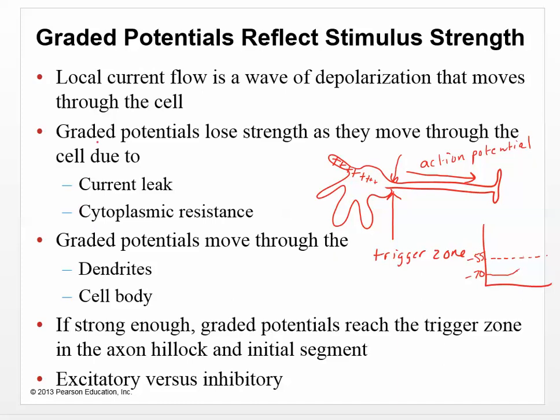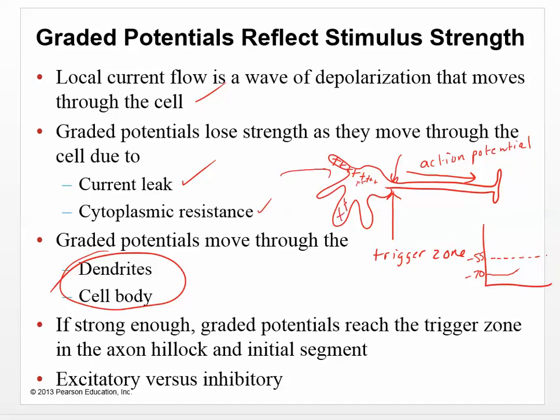All right, so local current flow, and that's what this is: a wave of depolarization that moves through a cell, usually, like I said, the dendrites and the cell body. So, a wave of depolarization. Graded potentials lose strength, as we've discussed, as they move through the cell due to current leakage and cytoplasmic resistance. That's just all the stuff in the cytoplasm that's causing it to fade as it moves through.